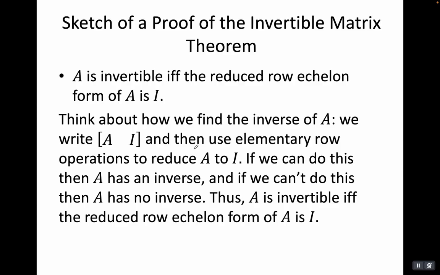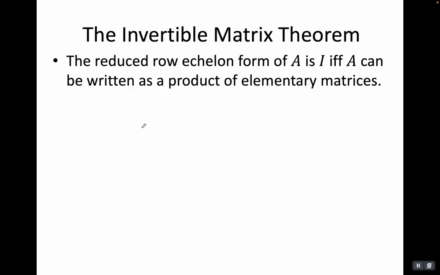Here's why. Think about how we find the inverse of A. We write A on the left side of a matrix, we write the identity matrix on the other side, and then use elementary row operations to reduce A to I. If we can do this, then A has an inverse. And if we can't do this, then A has no inverse. Thus, A is invertible if and only if the reduced row echelon form of A is the identity matrix.